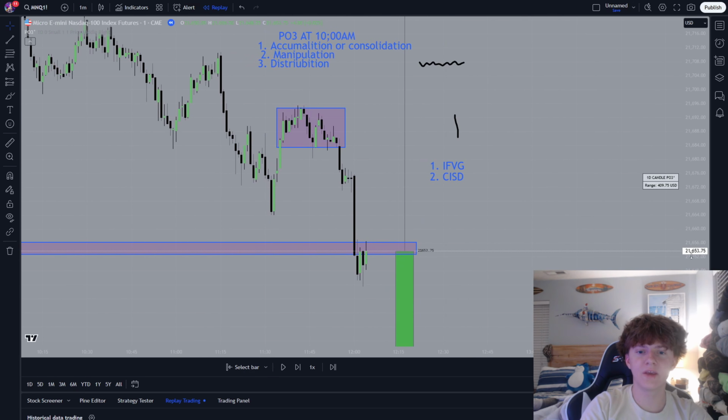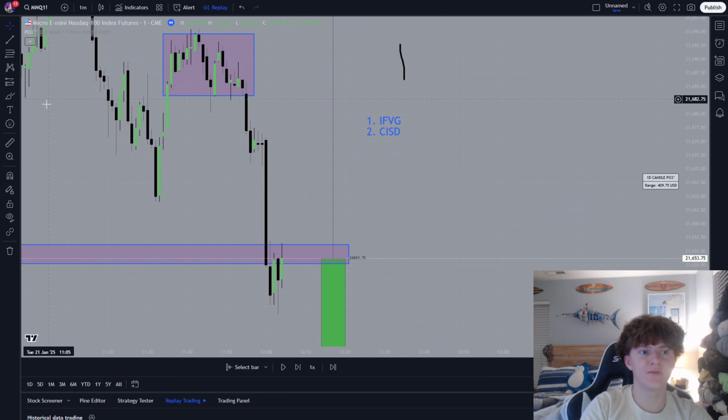Now, what we can see here is that this fair value gap formed this morning.